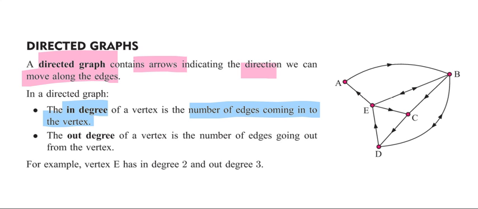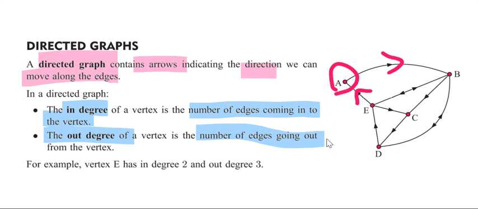I'll just explain that to you. Let's talk about A for now. This edge is coming towards A, but this one is going away from A. So we have 1 in degree for A, whereas the out degree for A would again be 1, because it's the number of edges which are going out from the vertex. We can see that only 1 is going out. So the out is 1 and in is also 1.